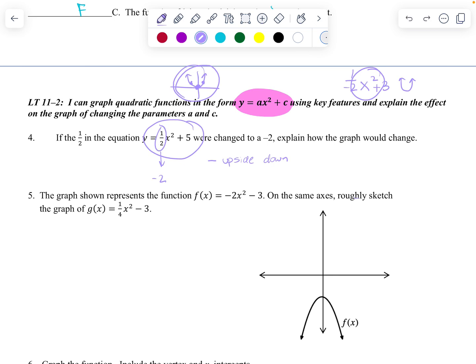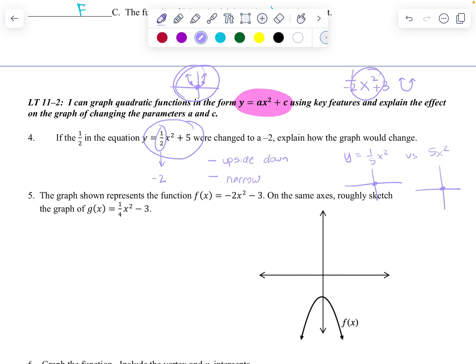And the other thing that we messed with is the number itself. So we didn't just change whether it was positive or negative, we changed the number. And making it a 2 makes it narrow. Fractions make things wide. And I've done this before. But if you think about 1/5 x squared versus 5x squared, you would think that 5 is a bigger number, so it would make it really wide, right?